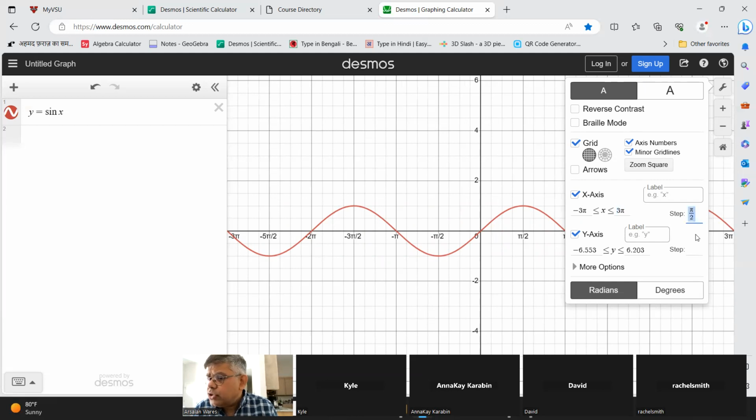This is important, guys. You want to have pi over 2 here. For step under x-axis, you always want to have pi over 2, almost always. I can't think of an exception where we would go for something else. And radian is good. Most of the things we do in graphing in trig will be in radian.